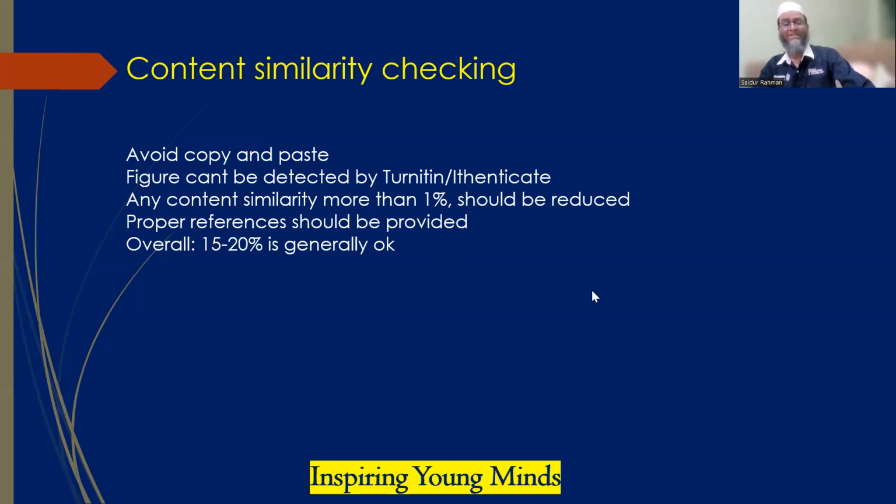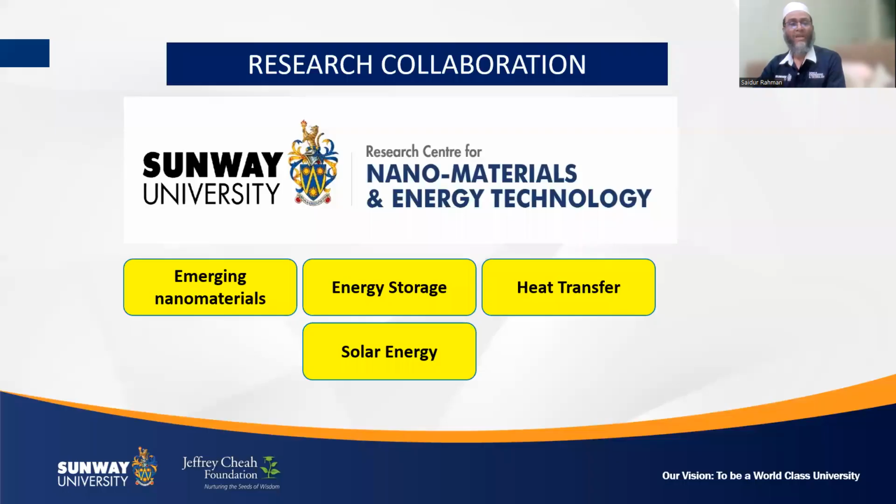For any single source, normally you need to reduce the content similarity to less than 1%. This is common practice. Also, in general, the overall similarity should not be more than 15 to 20%. Again, it depends on the agency and the people, so it is not a hard and fast rule, but these are good numbers. If you are within 15 to 20%, and every single source is less than 1%, you are in very good shape. So that is about the project proposal.